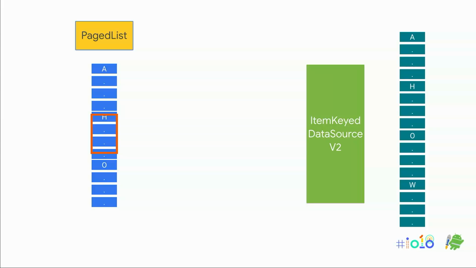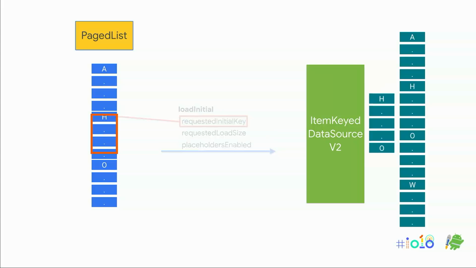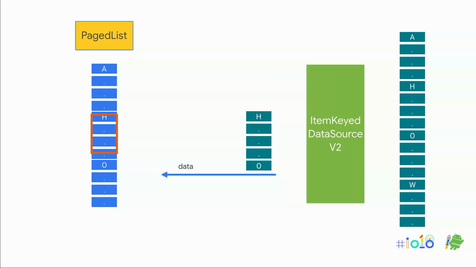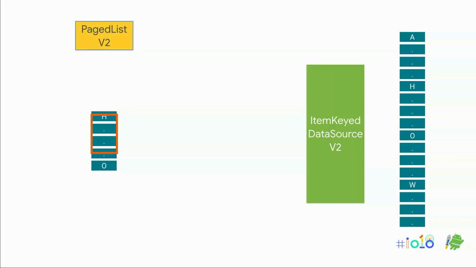We'll get a new data source. When we create the new page list for this data source, we are going to extract a key from one of the items that's currently visible in the recycler view closer to the top and load a page from this new data source. And we get that page. We understand these are page lists. We will calculate the diff and update the UI with the correct animations.